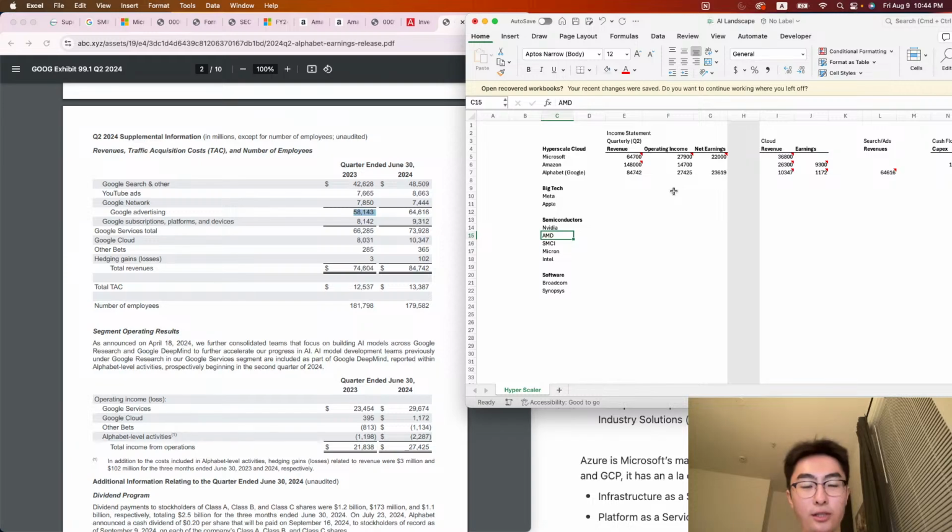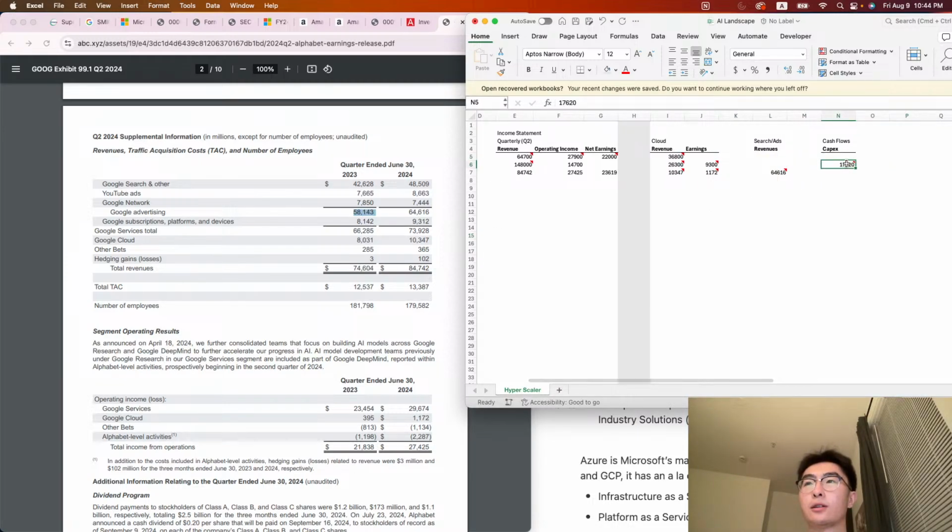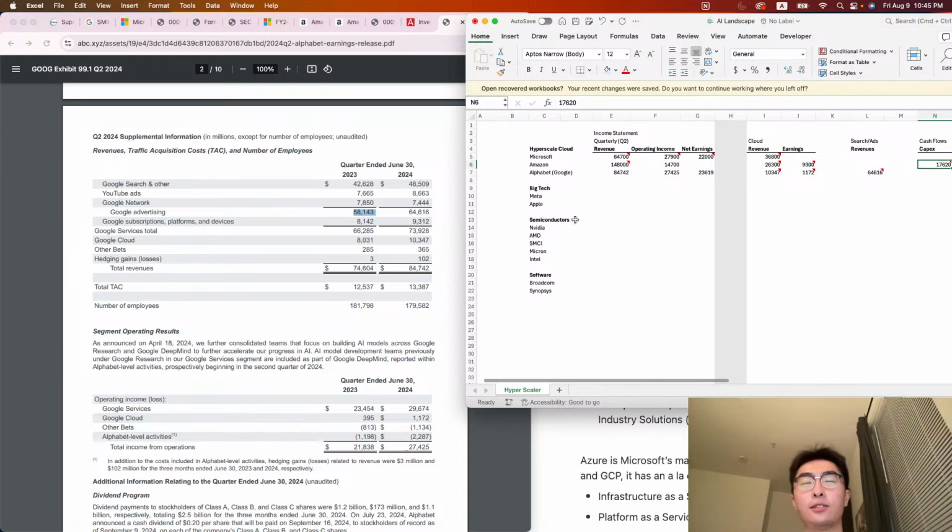I think the second question is, how much are they actually spending on CapEx? And so we can see here that so far we just have Amazon. So Amazon spent, in 3 months, $17 billion worth of capital expenditures. So I am 99% sure that most of this is going to data centers and GPUs probably. I think Amazon has their SageMaker.